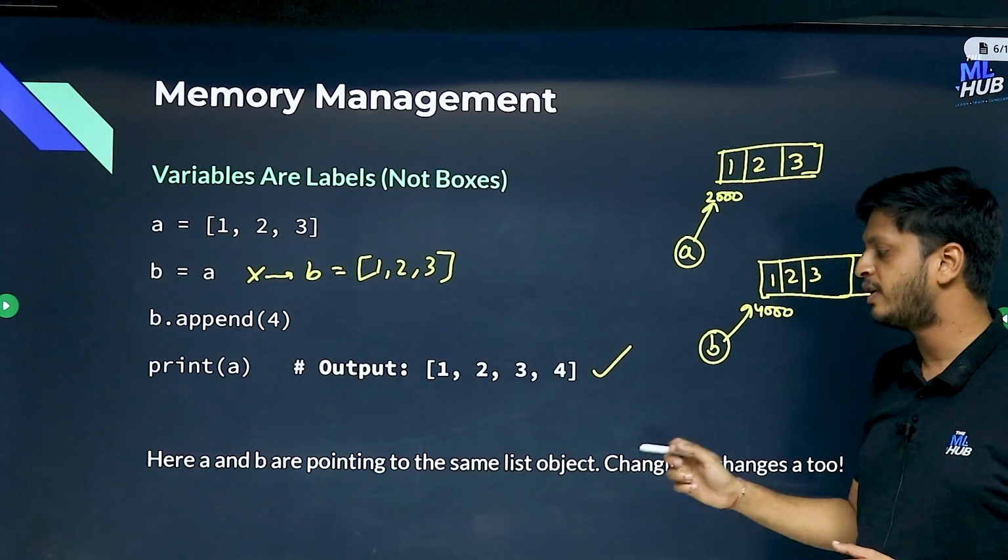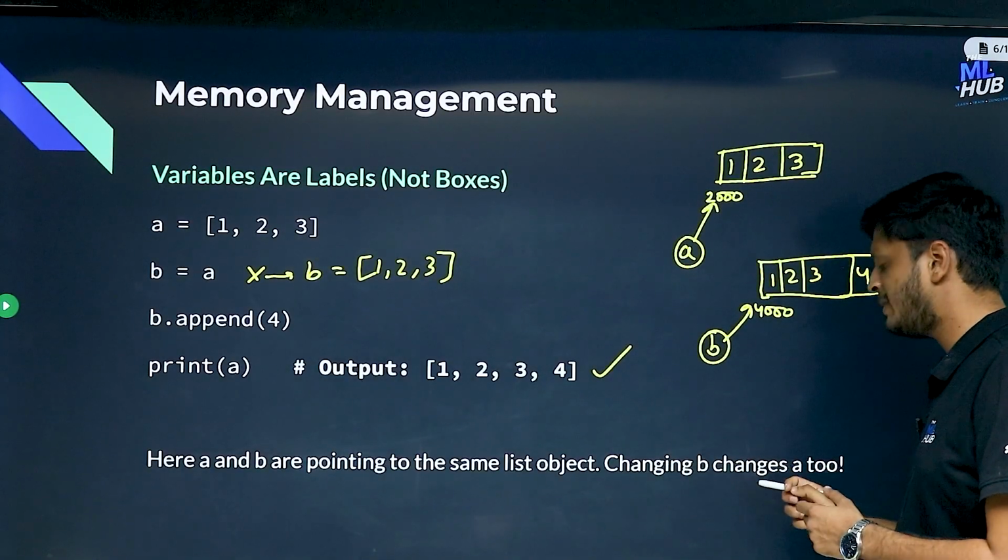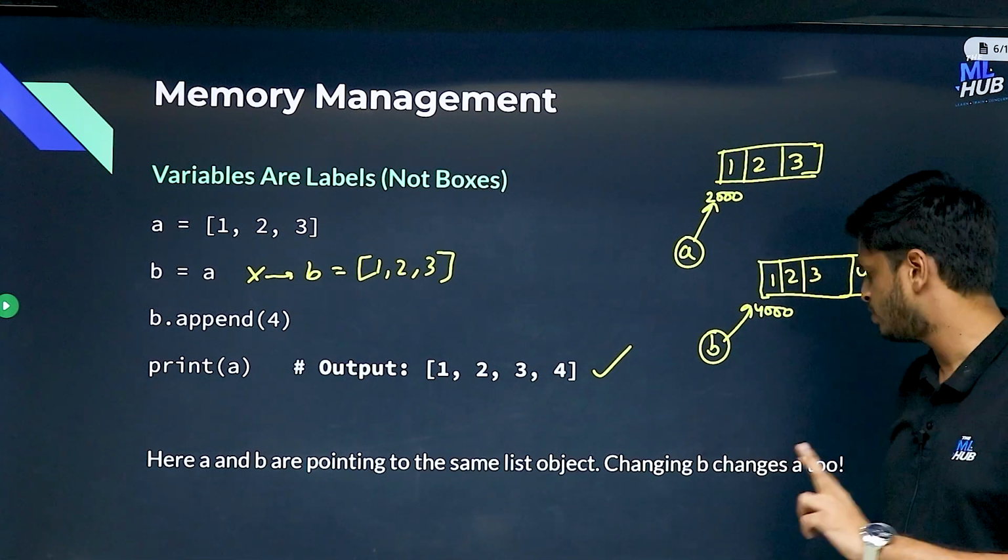So here A and B both are pointing to the same list object, and changing B also changes A. Okay, both will be changed.